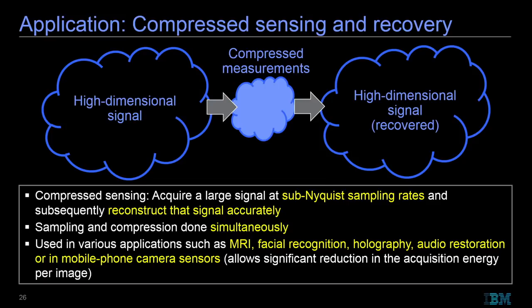And what is really nice is that we perform this sampling and compression simultaneously. That means, unlike other compression schemes, we are not taking the whole signal and then compressing, but rather as and when we sample the signal, we are compressing it, right? That's the whole idea. As you can imagine, this compressed sensing is extremely useful in several applications such as MRI or facial recognition, or even mobile phone camera sensors and so on, right? It's extremely useful in many domains.